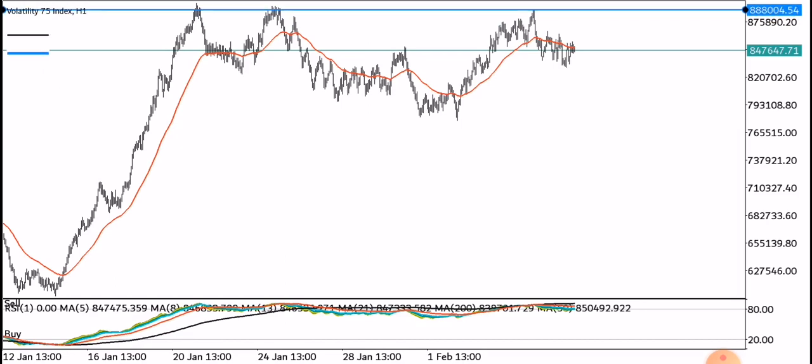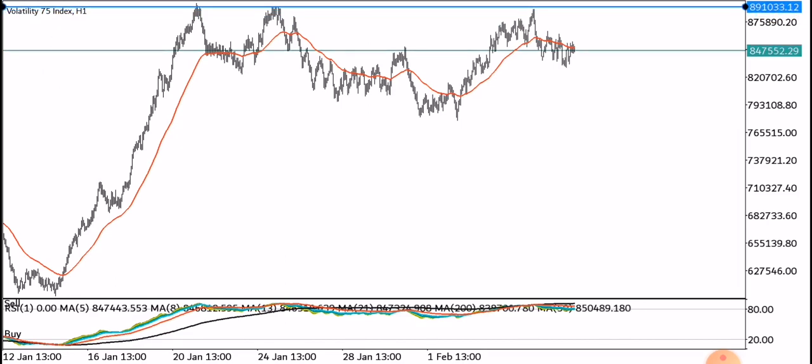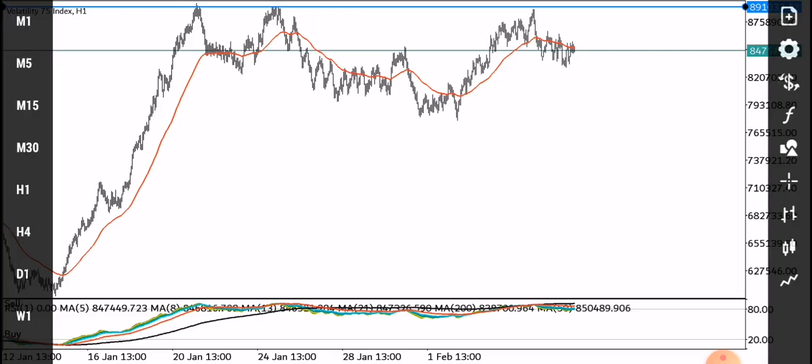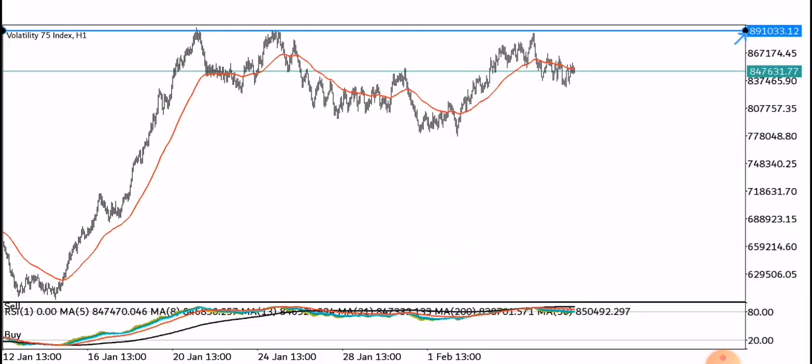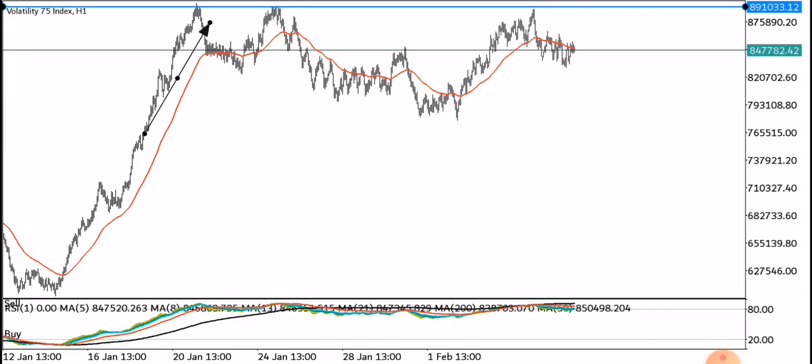Can you see this? This is the zone, right? This is the first point. Just give me a moment, I'm going to bring out this arrow. This is the first point. It got here and there was a rejection. It got here, accumulation, rejection.